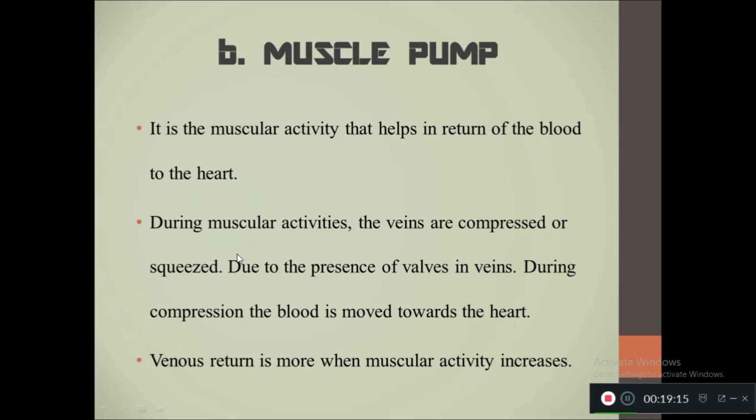So when you do any physical exercise at the gym, it automatically causes contraction of the blood vessels and the muscles. Due to the presence of valves in veins, what will happen at the time of compression? Blood is moved towards the heart. The valves help to prevent the backward flow of the blood. So because of the compression of the vein, the blood moves in the forward direction, which enhances the venous filling.